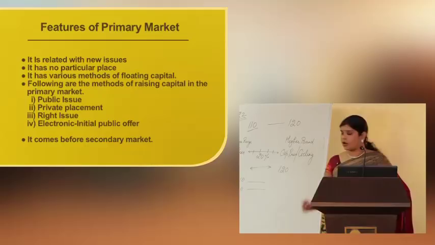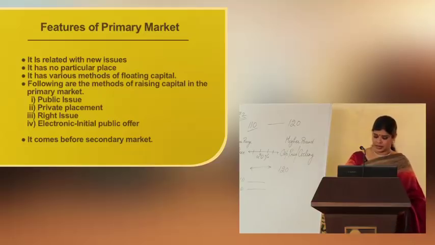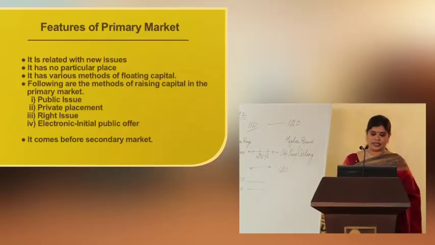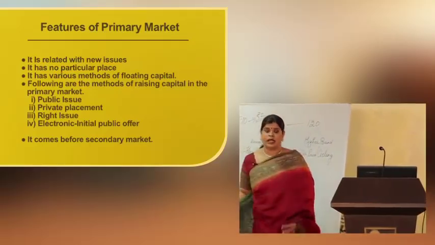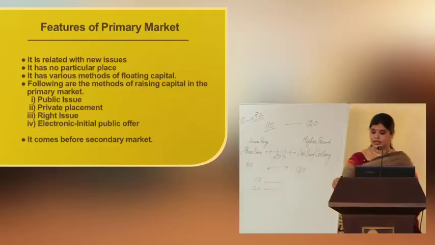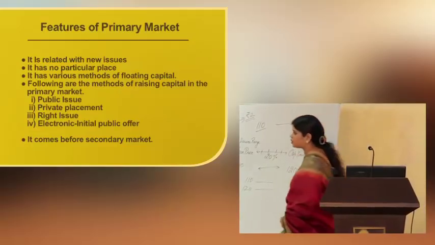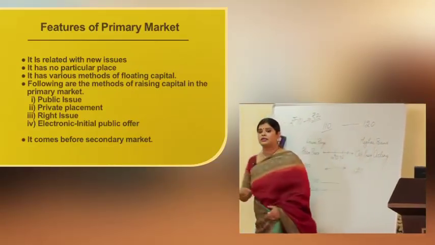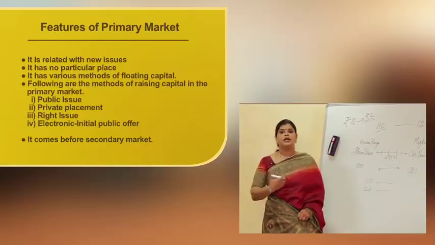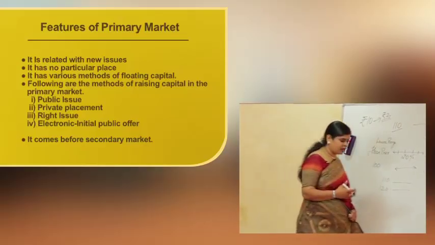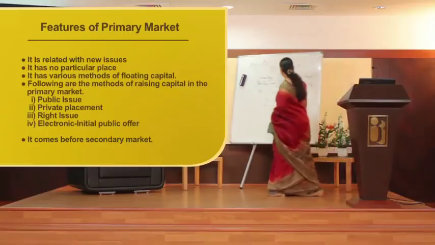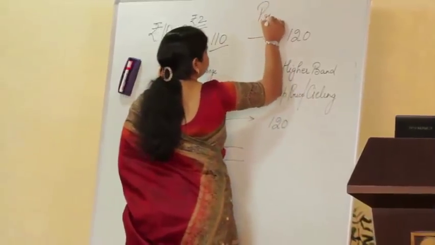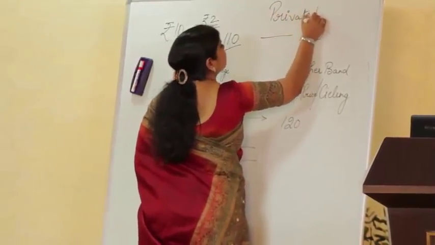It has various methods of floating the capital. The following are the methods of raising capital in the primary market. That is public issue, which we have already discussed. Private placement, as I said earlier, friends, is another way, that is through the QIP route, qualified institutional placements. So I can either raise my capital through an IPO, or if I find it cumbersome and expensive, I can take the second route, that is through a private placement. This is said to be an easy method.